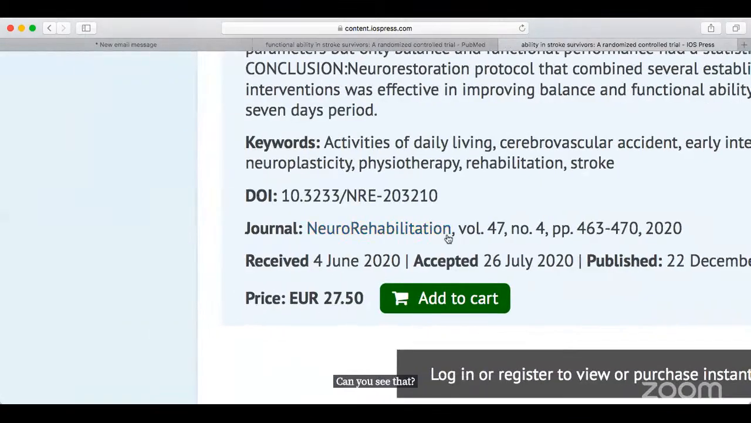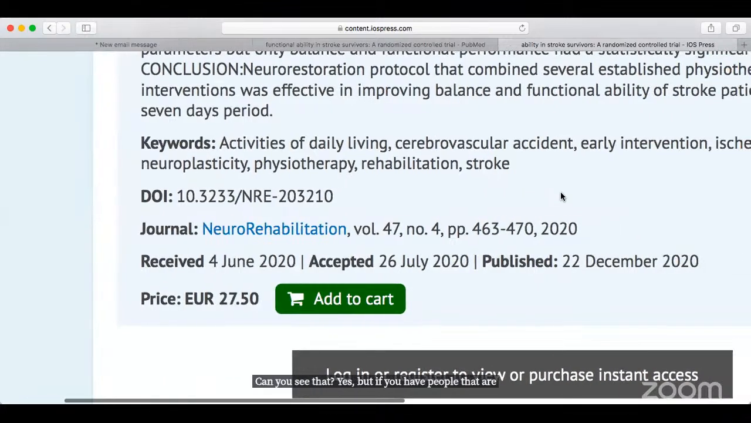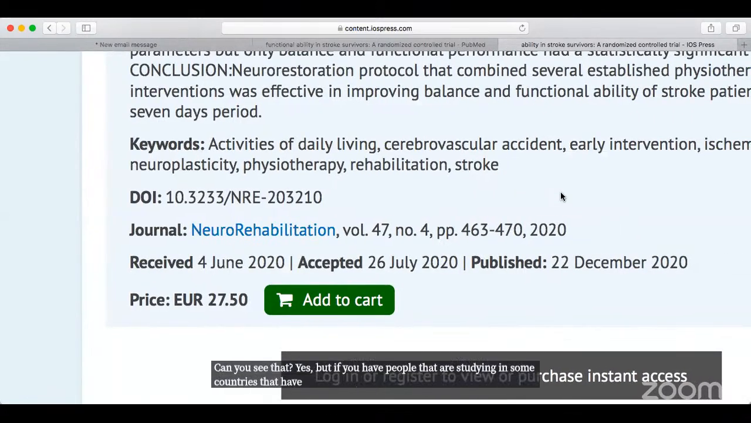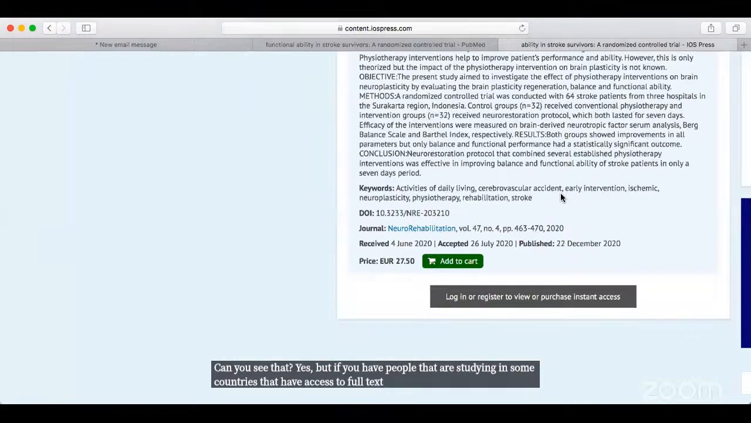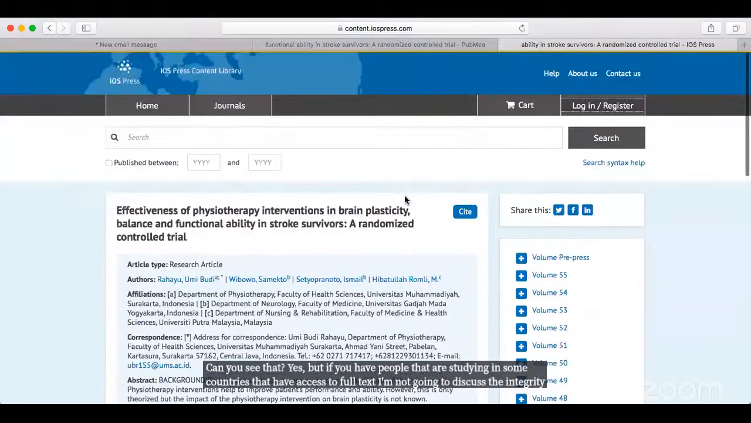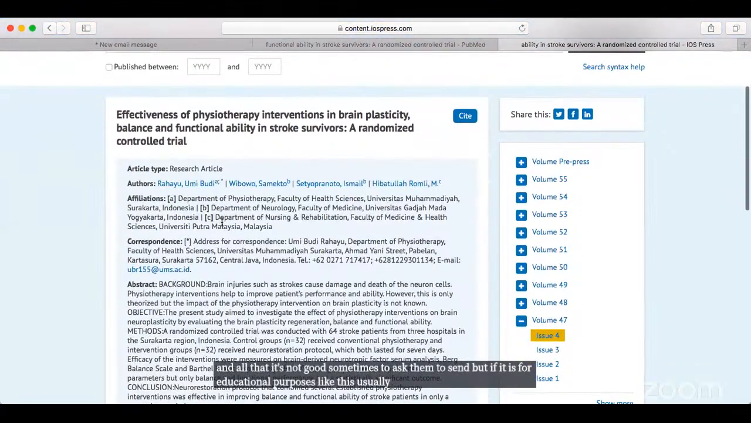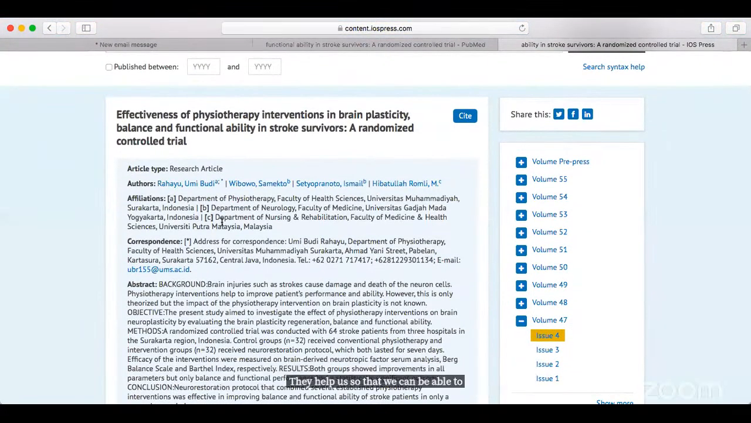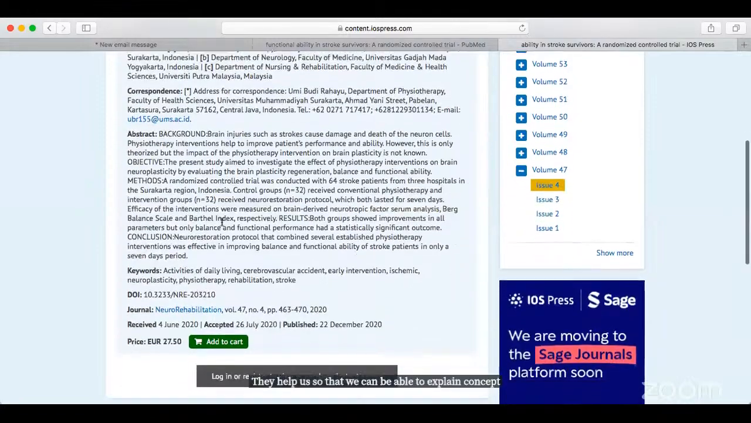Yes, but if you have people studying in some countries that have access to full text, I'm not going to discuss the integrity and all that. It's not good sometimes to ask them to send, but if it is for educational purposes like this, usually they help us so that we can explain concepts to participants.